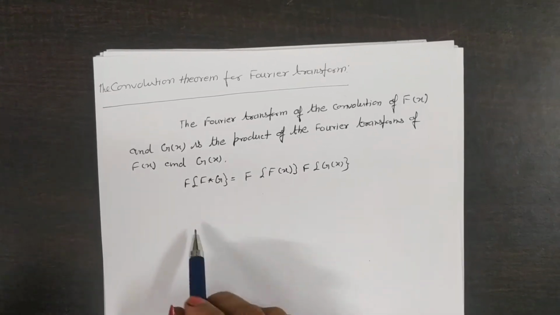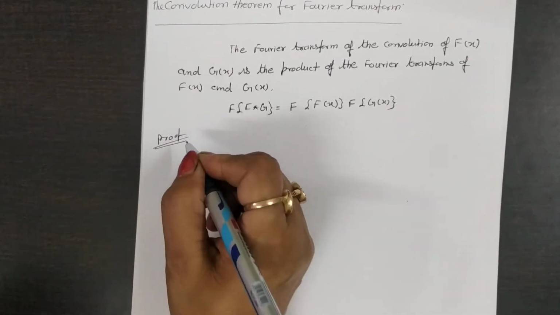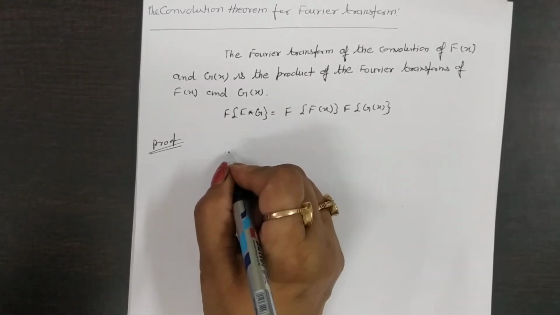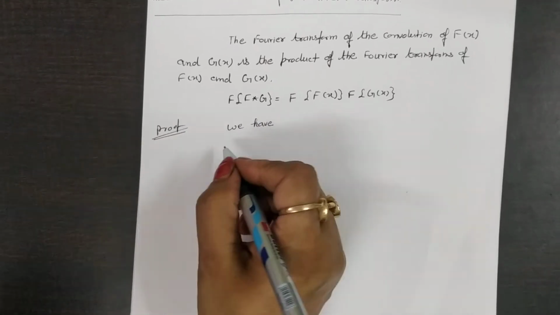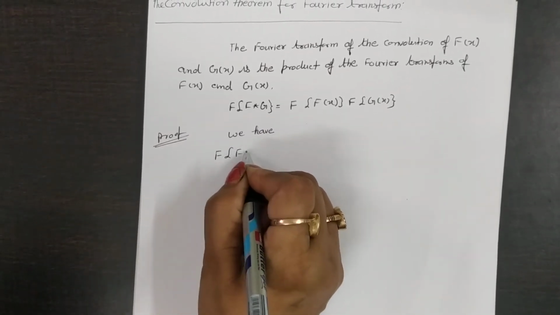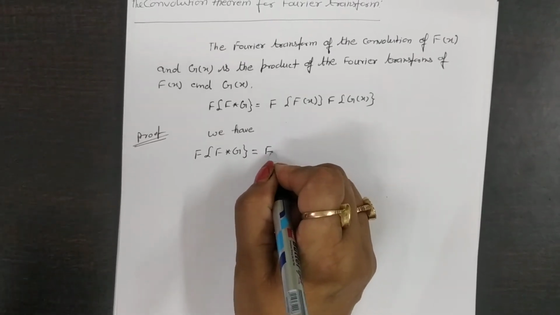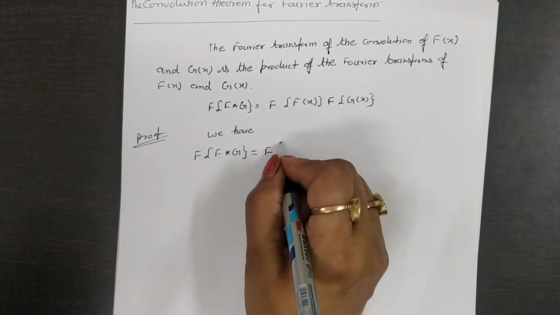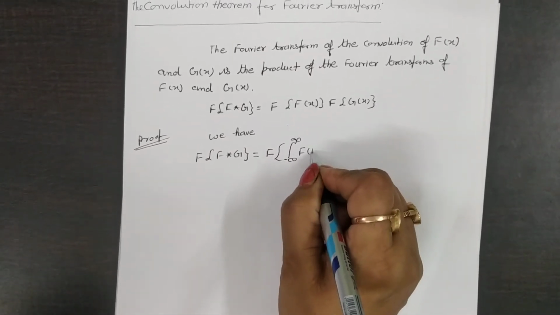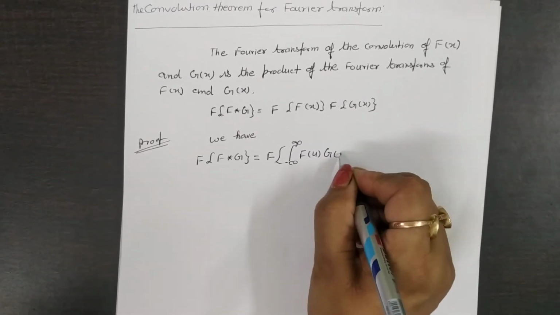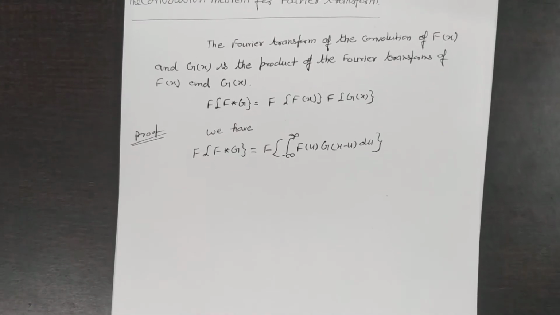Here, to prove this theorem, the proof is as follows. By the definition of the convolution, we have f cross g, which is defined as the integral from minus infinity to infinity of f(u) g(x minus u) du. This is the convolution.